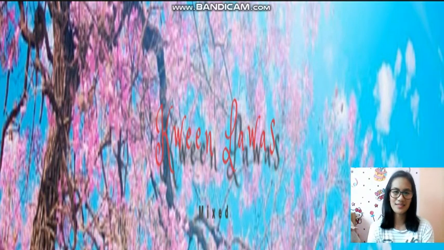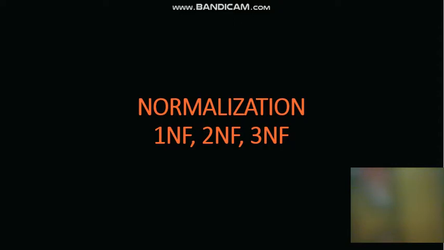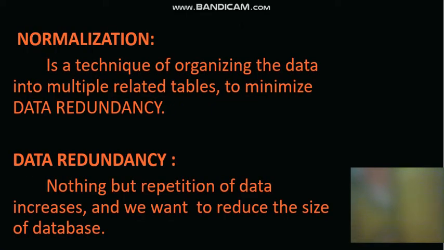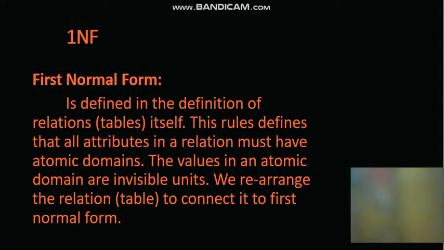I am Queenie Lawas and I am here to discuss the first, second and third normalization. So here, normalization 1NF, 2NF and 3NF. Normalization is a technique of organizing the data into multiple related tables to minimize data redundancy. Data redundancy is nothing but repetition of data, which increases the size of the database, and we want to reduce it. So first, 1NF.